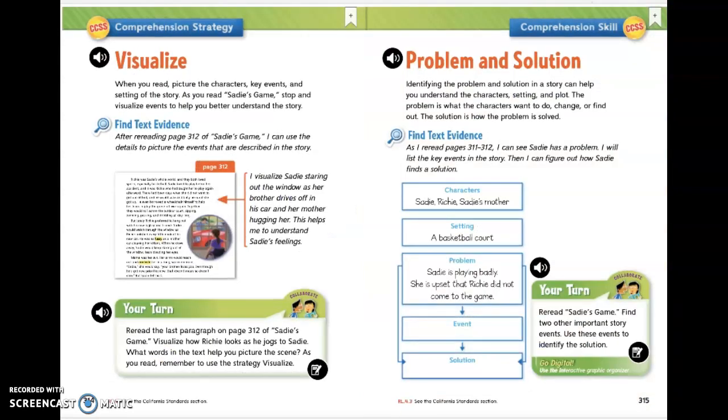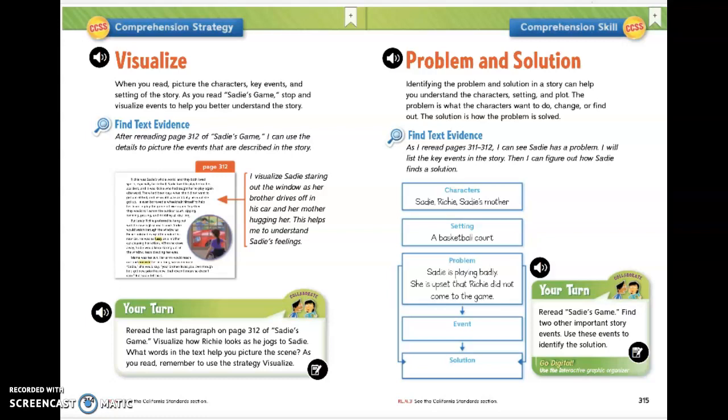Look at page 315. Like I mentioned at the beginning of this lesson, identifying the problem and solution can definitely help you understand what's happening in a story. The problem in this story is that Sadie is playing badly. She's really upset that her brother Richie didn't come to the game.